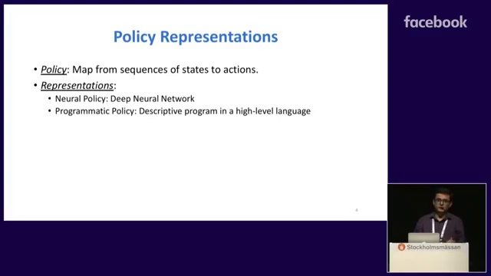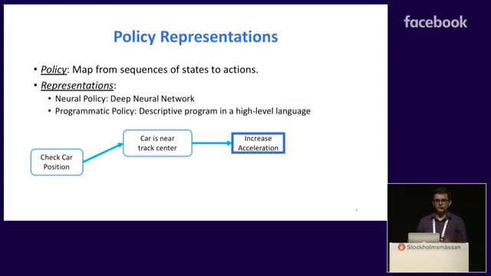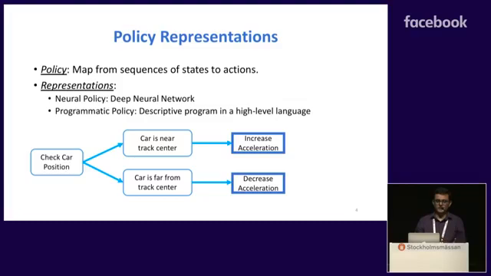Basically, at a high level, a programmatic policy gives us more fine-grained information about the logic behind a program. For example, in the driving case, we might be able to infer the following information. Maybe the policy checks the car position, and if the car is near the center of the track, the policy increases the acceleration. If the car is not near the center of the track, it decreases acceleration. This kind of information can be witnessed while running a neural policy as well, but it's extremely difficult to understand that logic just by looking at the neural network, whereas the programmatic policy, being a descriptive program, can give you this information easily.